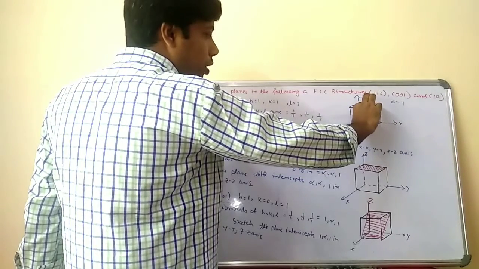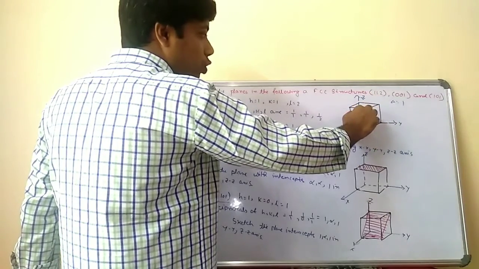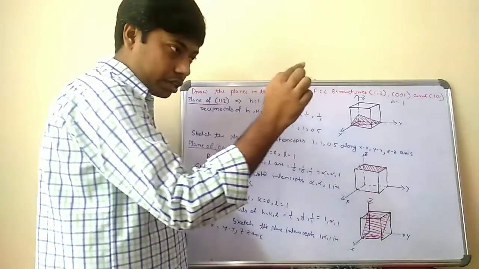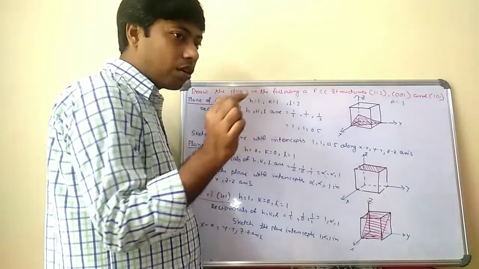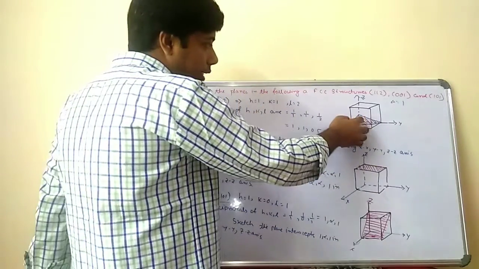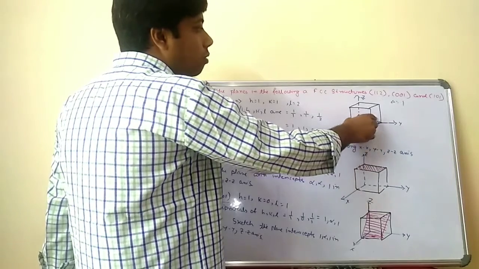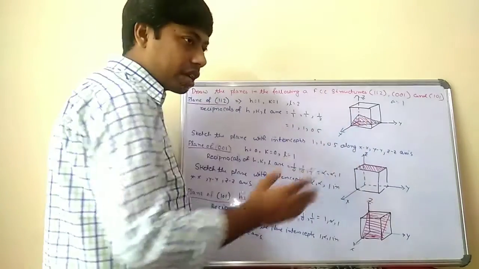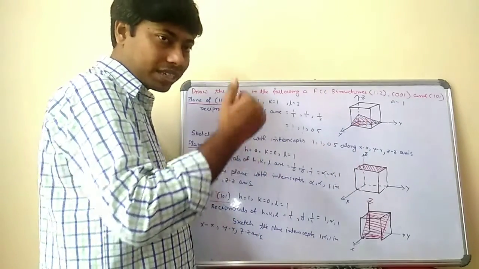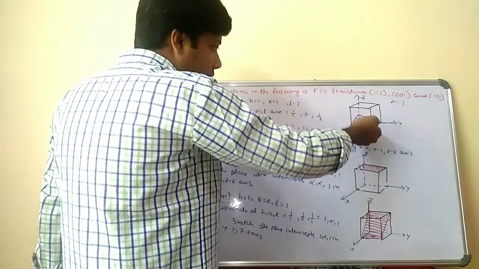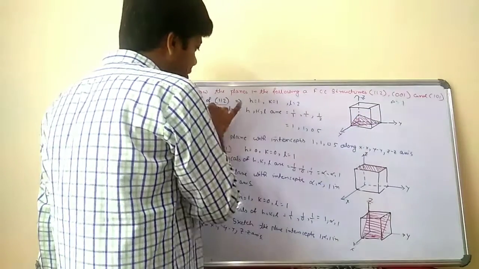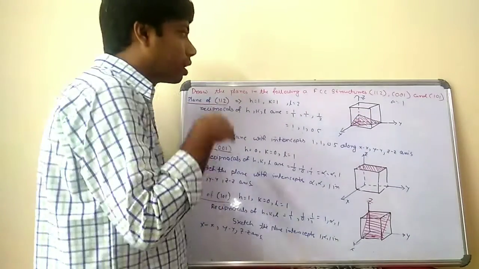So half will be 0.5, okay. So this is the 0.5 point. Now if you connect all these points in the x, y and z axes, it looks like a triangle. So this is the plane. This plane basically indicates the 1, 1, 2 plane.